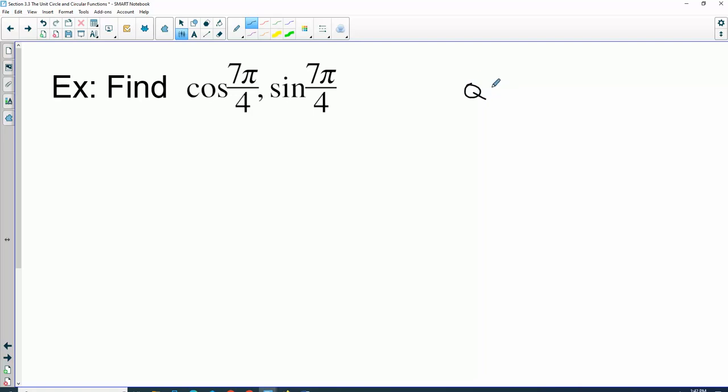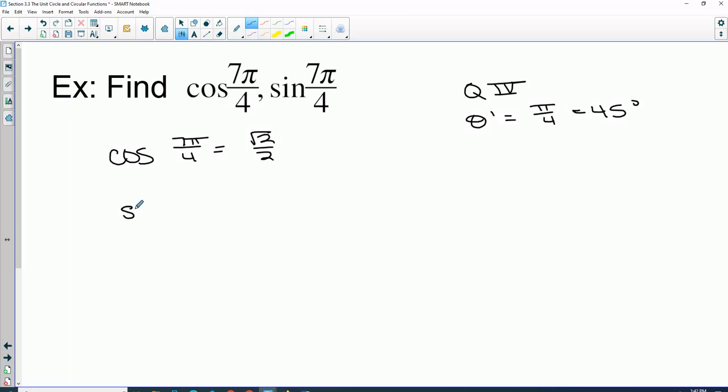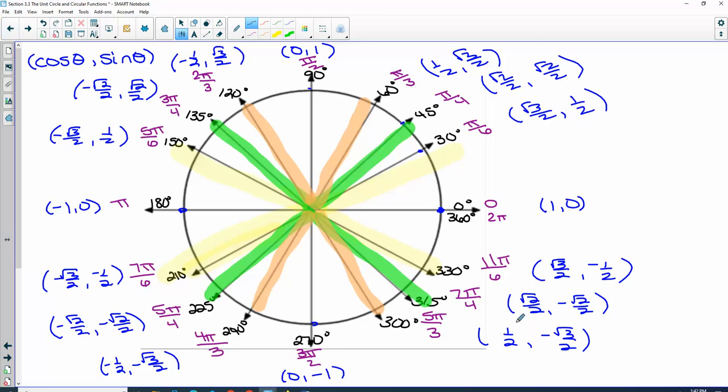If I said 7 pi over 4, what quadrant is 7 pi over 4 in? 4. Reference angle, pi over 4 is what angle? So if I say cosine, we know in quadrant 4, all students take calculus, cosine is positive. Cosine of 45 degrees is radical 2 over 2. If I said sine of 7 pi over 4. Quadrant 4, sine is negative, sine of 45 is radical 2 over 2. Look at your unit circle that we filled out. If you find 7 pi over 4, cosine is the x, radical 2 over 2. Sine was the y, negative radical 2 over 2. So the same thing that we just figured out.